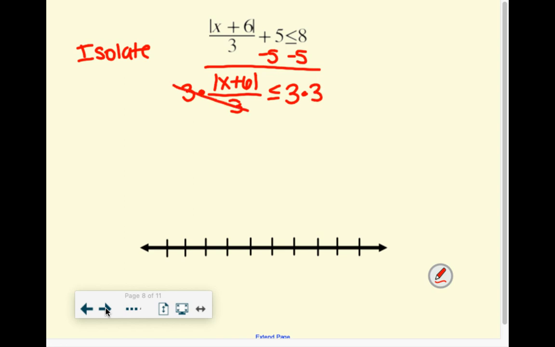Boom. No more fraction. Everybody cheers because we all hate fractions. Then the absolute value is now isolated. So my next step is to go compound.